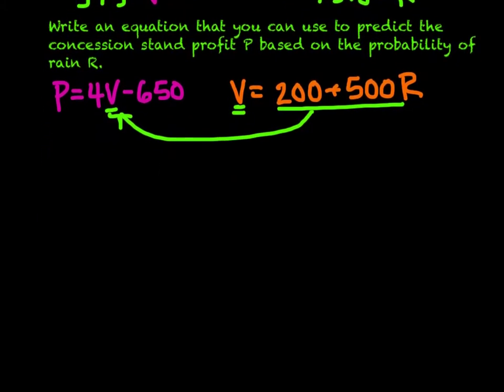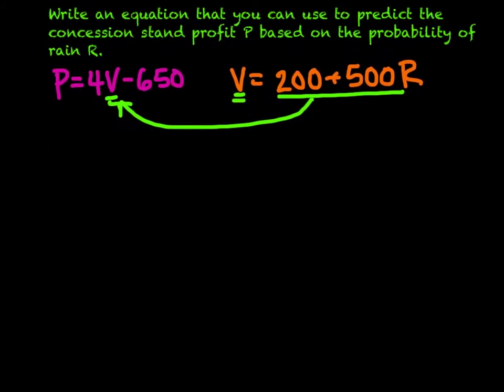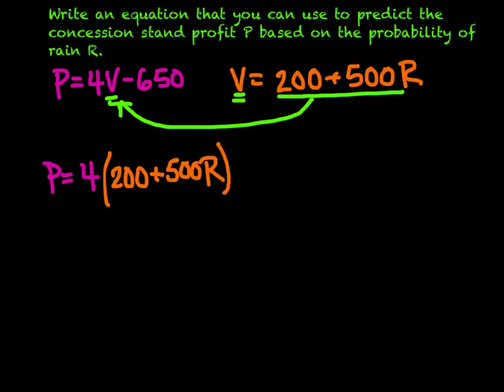And I'm going to do just that. We have essentially P is equal to 4, and now we're going to add in here 200 plus 500 R, minus 650. So here's a rewritten equation. Instead of having visitors in there, we have percent chance of rain, and based on the percent chance of rain, we can figure out directly what the profit is. So that's a really helpful equation.